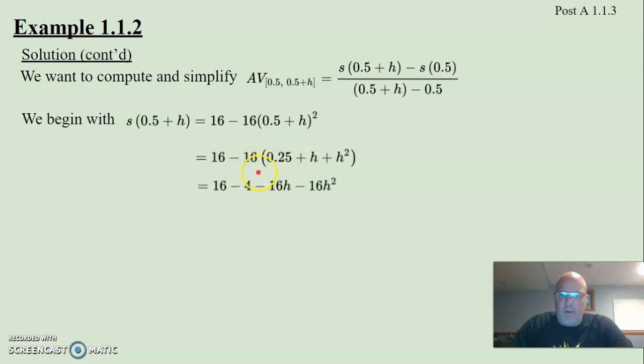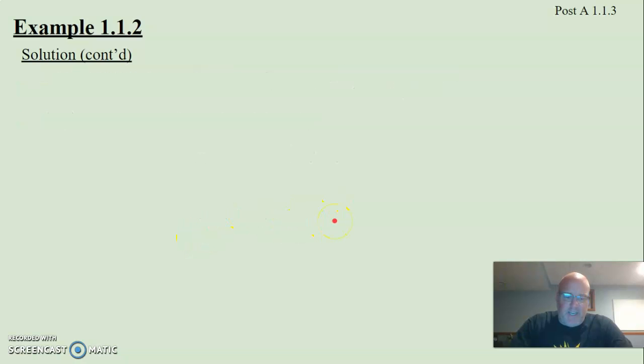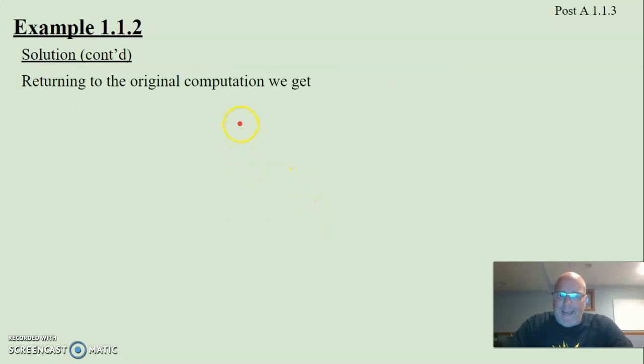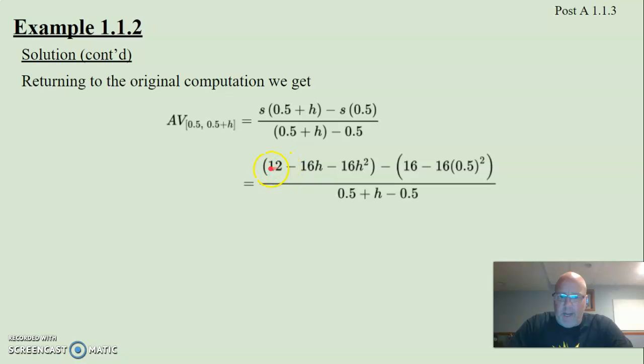Now I can go ahead and distribute the negative 16 through. So negative 16 times 0.25 is negative 4, minus 16h, minus 16h squared. Do a little bit more simplifying. I get 12 minus 16h minus 16h squared. Okay. Now, if we put that back into the original computation, remember that was just this part of it. So now what I have is my 12 minus 16h minus 16h squared minus, now I've got to take s of 0.5. Remember the function was 16 minus 16t squared. So it's going to be 16 minus 16 times 0.5 squared.